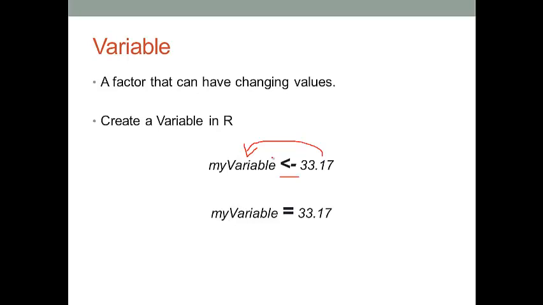The second option is very similar. On the left, we have the variable name. On the right, we have the variable value. In the middle, we use a single equal sign. This also means you want to give the value on the right to the variable name on the left. You can choose either of these options to create a variable in R, but in practice, we prefer the first option.